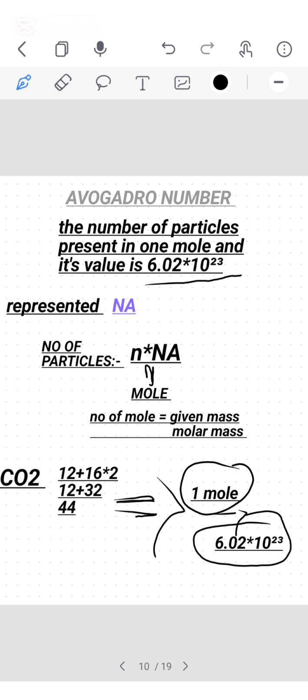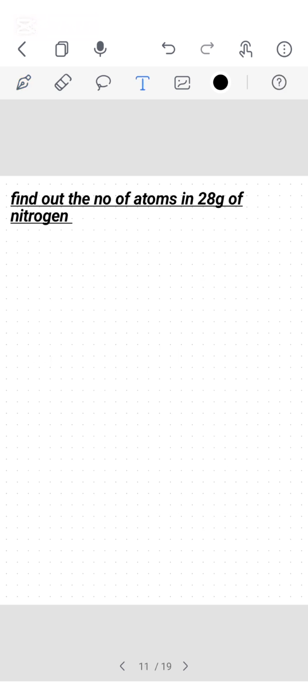Okay, so now I will be writing the questions so that you can understand clearly. So guys, here is our question. Find out the number of atoms in 28 gram of nitrogen.